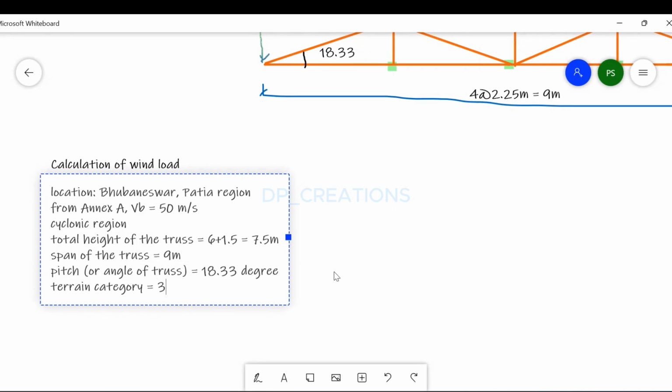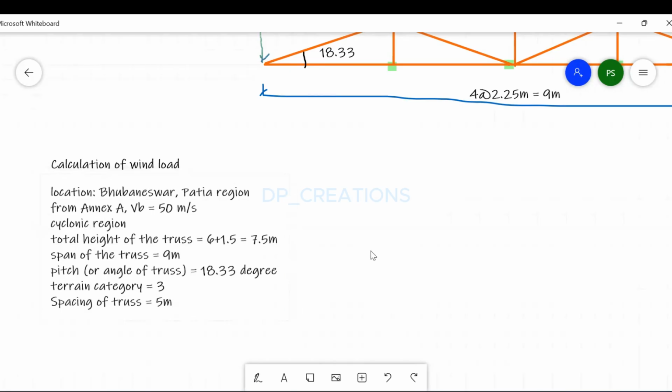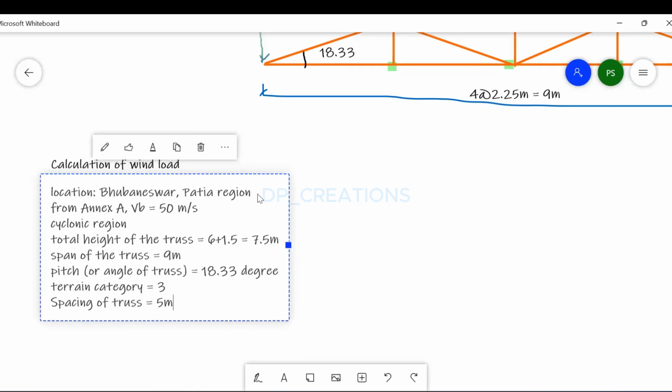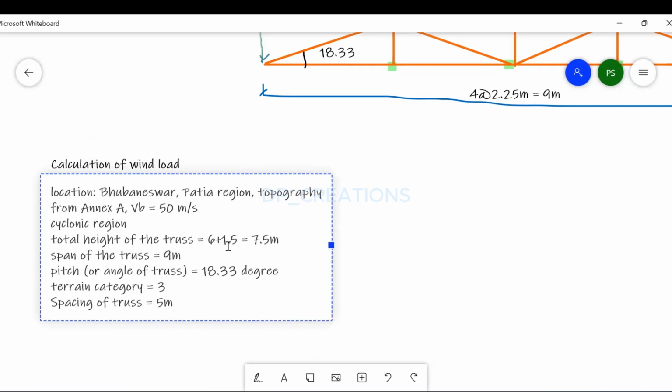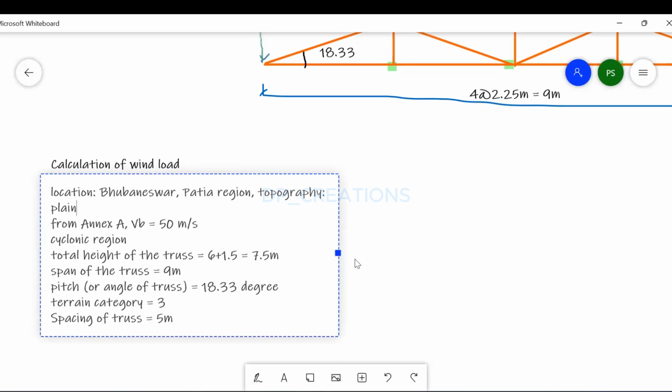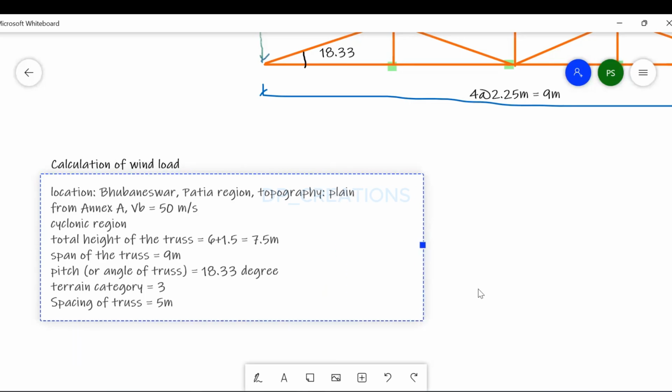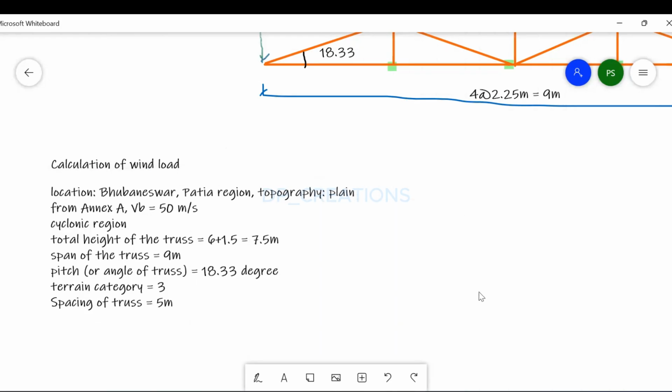Okay, so till now it's fine. Any other different information? Spacing. Spacing of truss equals to 5 meter. Okay, so these are the accumulated data.